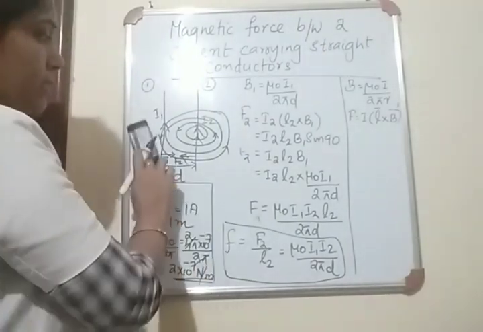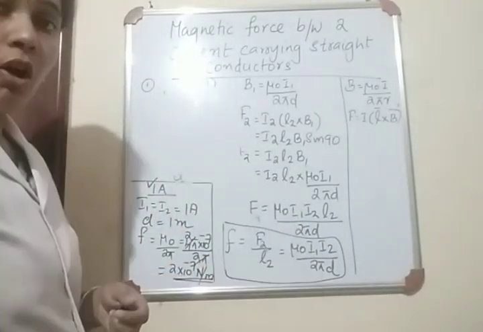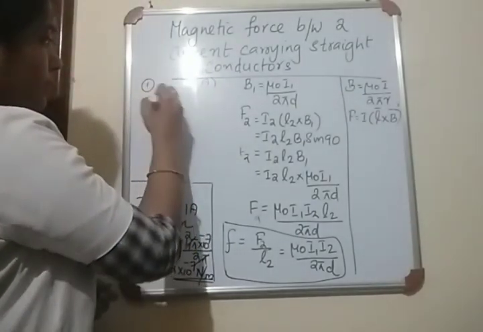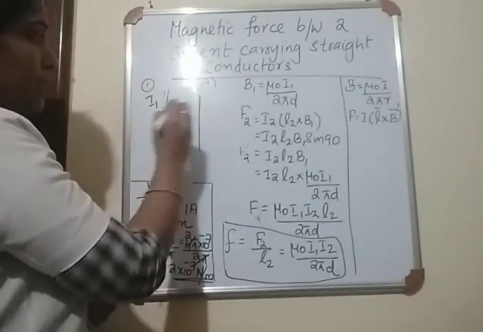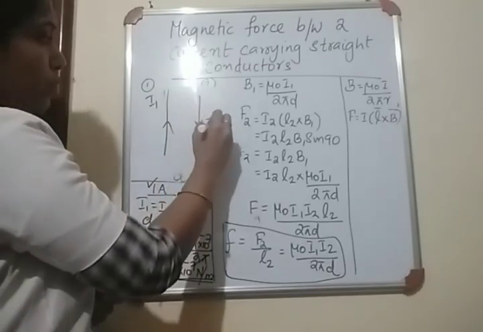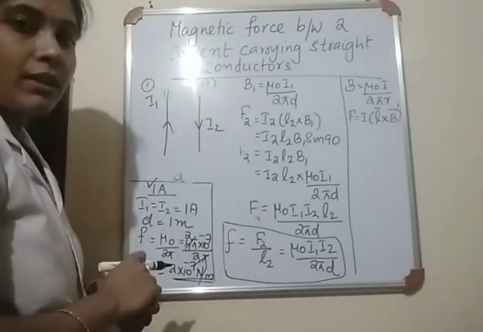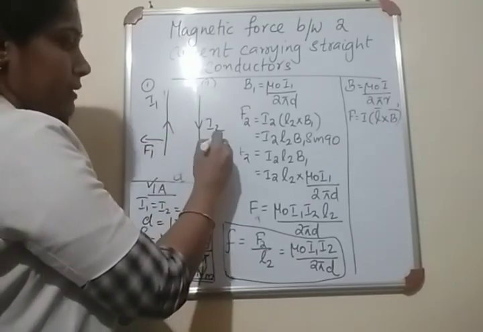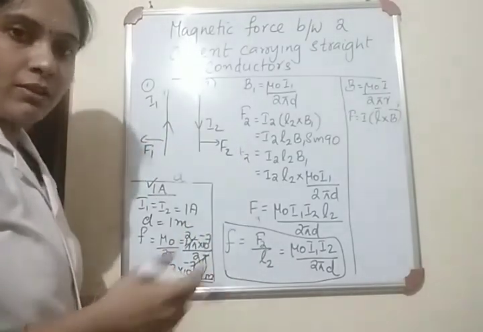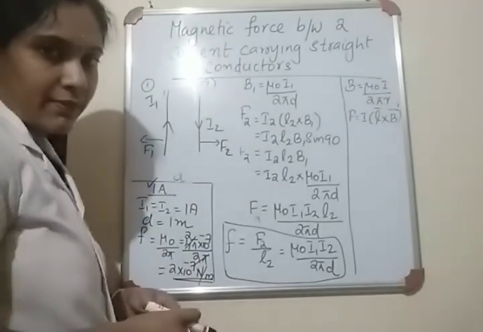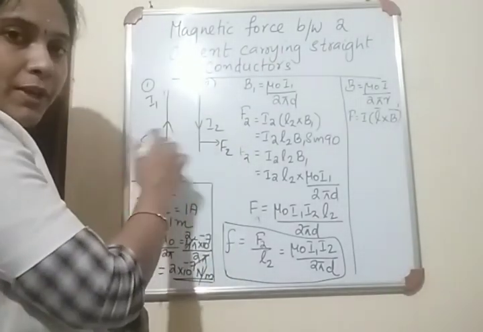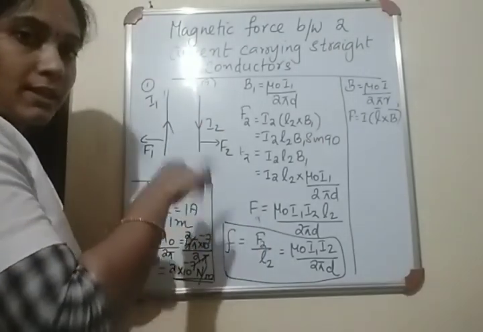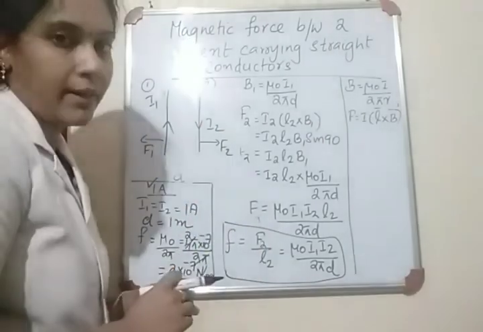Now what happens when the current is flowing in the opposite direction? See, suppose current flowing through I1 is upward and current flowing through I2 is downward. Then the force experienced by both the conductors will be repulsive. That you can try yourself by applying the Fleming's left hand rule. So when the current is flowing in the opposite direction, force will be repulsive, and when the current is flowing in the same direction, the force will be attractive.